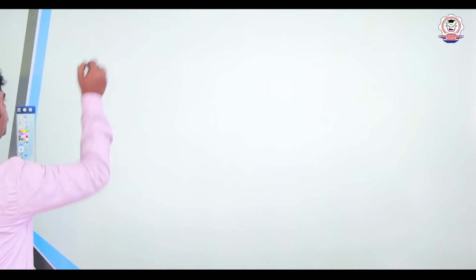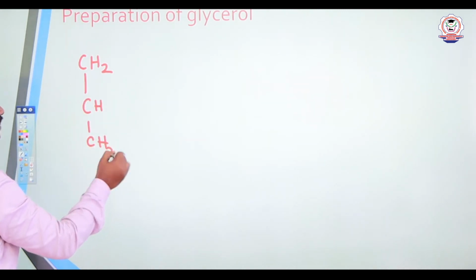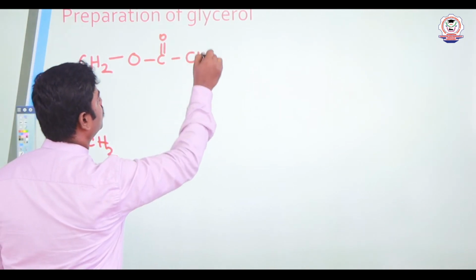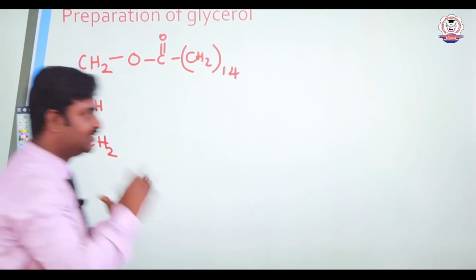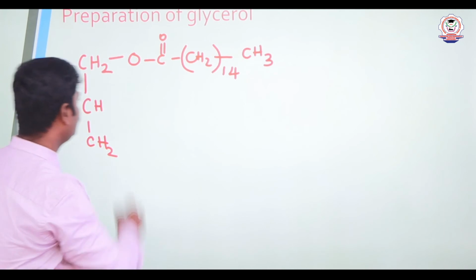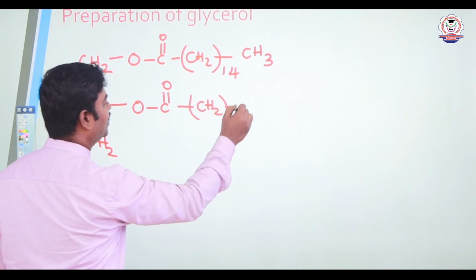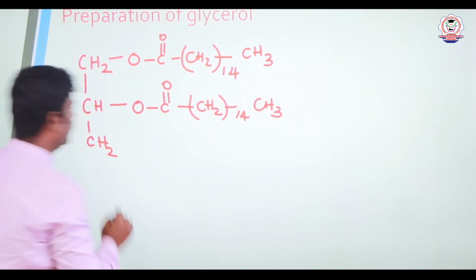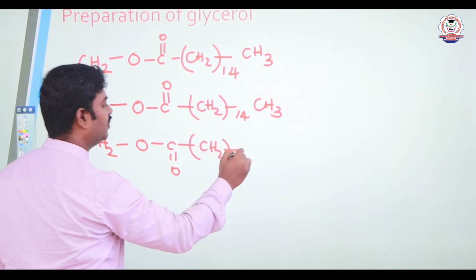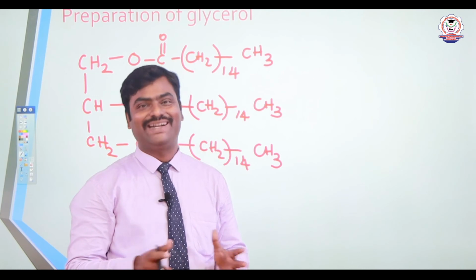So what is that? CH2, CH, CH2. I am writing a fatty acid on each. This fatty acid forms an ester: O, C double bond O, then CH2 14 times, a linear chain with 14 carbons as CH2, and then a CH3 at the end of the chain. The same system is here: O, C double bond O, CH2 14 times, and a CH3 at the end. Likewise here also, O, C double bond O, CH2 14 times, and finally a CH3 group. This is known as a triglyceride. In this compound, the fatty acids are present as fatty esters.